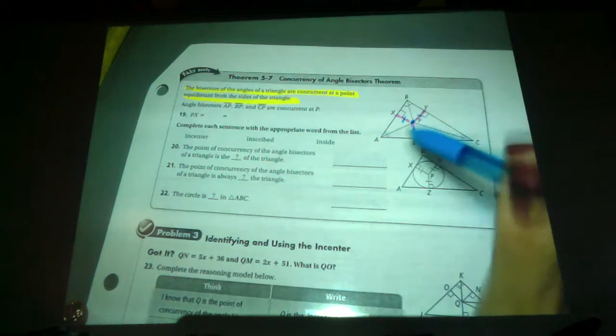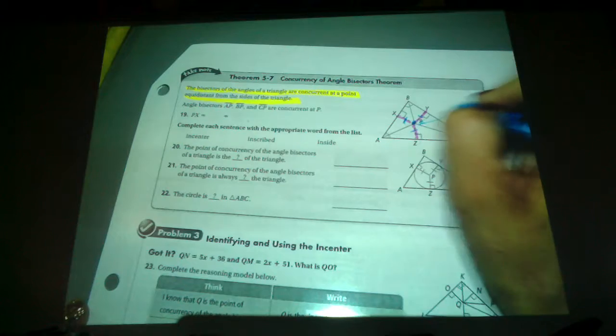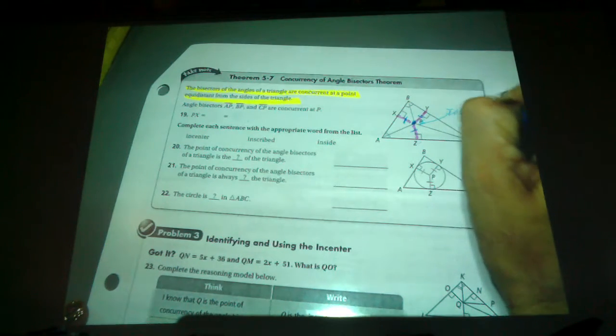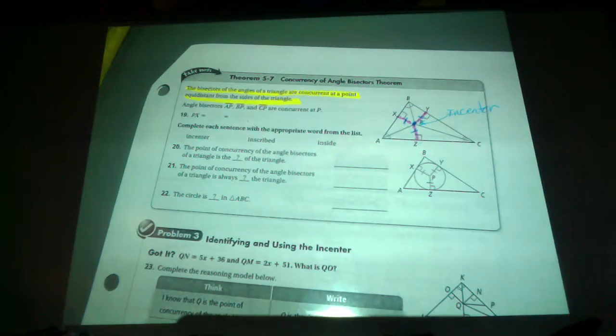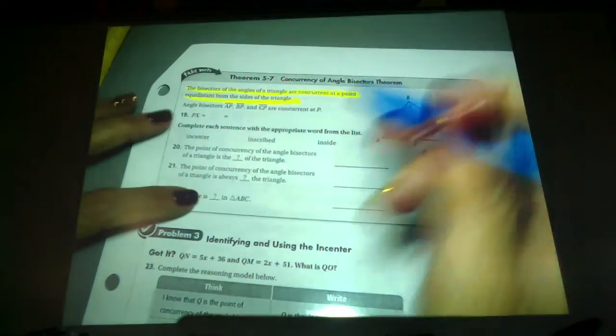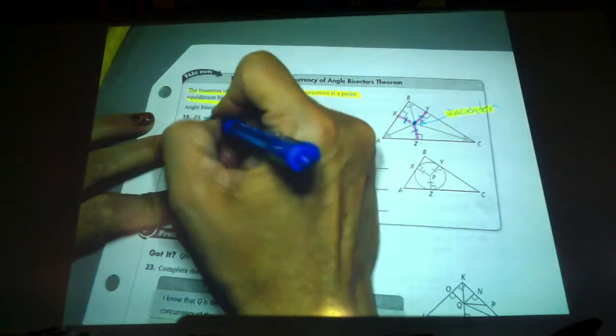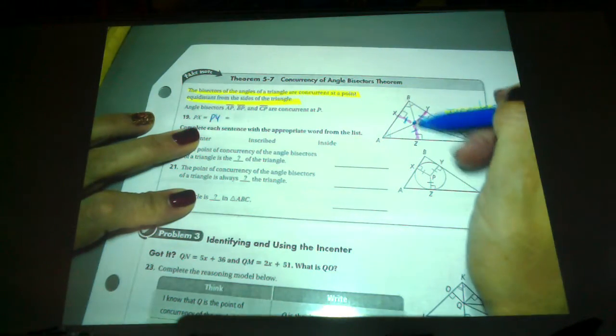So an interesting thing occurs with this point. And this point right here is called the incenter. So the incenter is created. So you have a circumcenter and then an incenter. The incenter is created from the angle bisectors' intersection, their point of concurrency. So on here for 19, I want you to put the distance from P to X is the same as the distance from P to Y, is the same as the distance from P to Z.